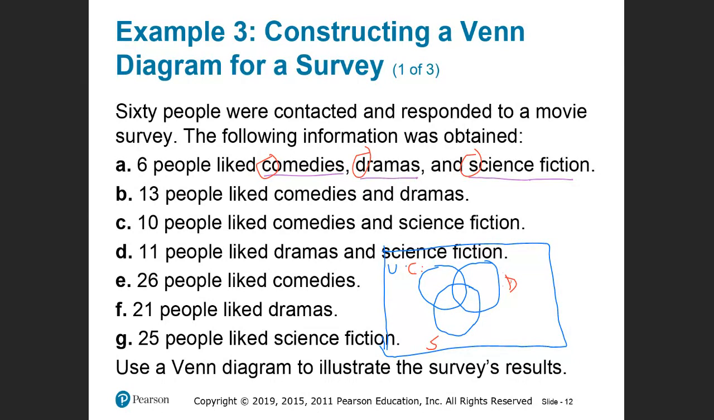Okay, so there are 6. So 6, we will plug that in. That's the intersection between the 3 sets. So 6 should be at the middle. Okay, so we're done on the first one, letter A. Letter B, this is 13 people like comedies and dramas. So 13 minus 6.